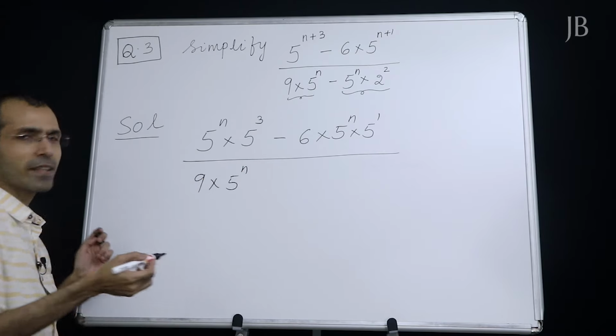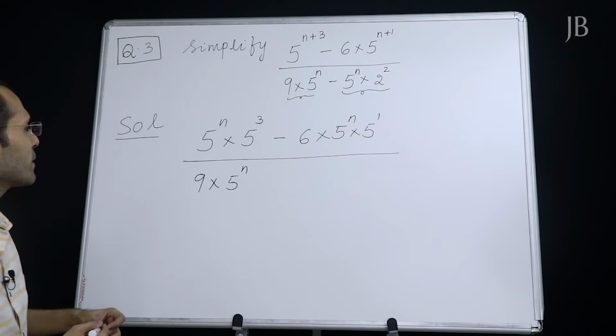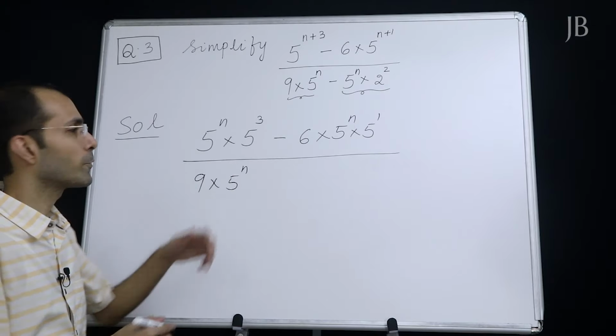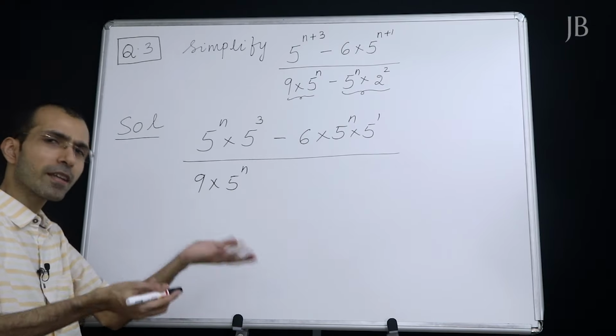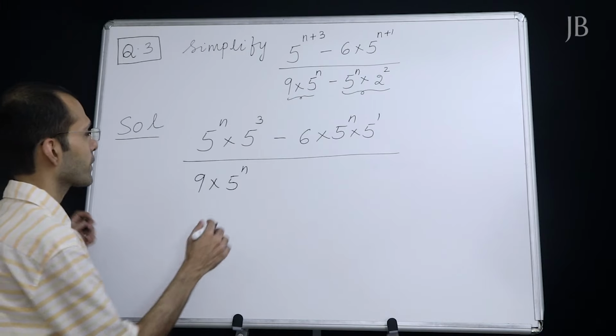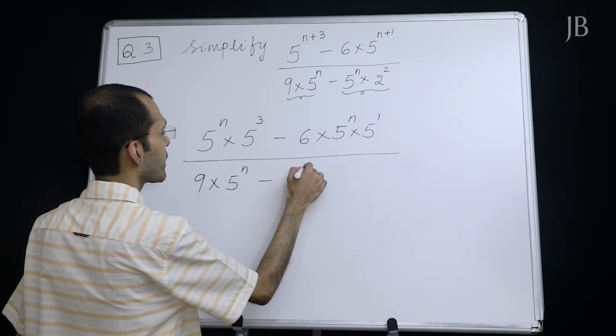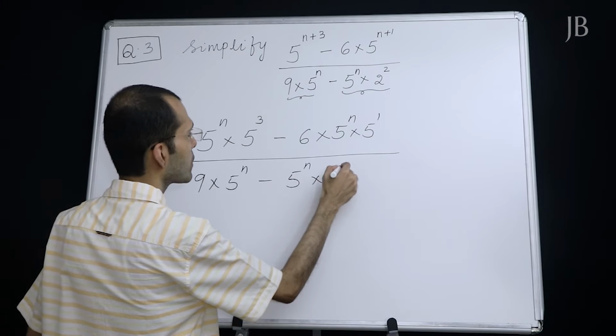Yes, 9 you can write as 3 square, no harm. But then it won't help you much here. If you see, you can write it as 3 square, and again if you want, you can convert it into 9. So minus phi raised to n into 2 square.